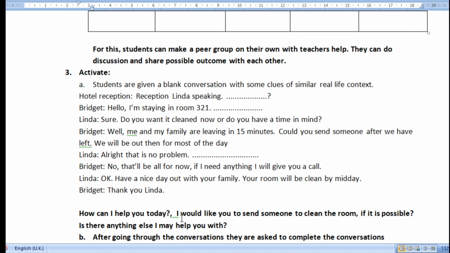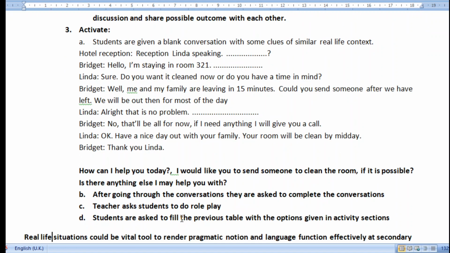So look at here. I have given another type of dialogue or conversation here. Please go through that. Students are given a blank conversation with some clues or similar real life context. So look at here. How can I help you today? I would like to. That means they are going to fill up these options. Let me color it, and it will be easy to understand. These are the options they are going to fill up in the given conversation. That is the usual activity we do in our real life context or real classes.